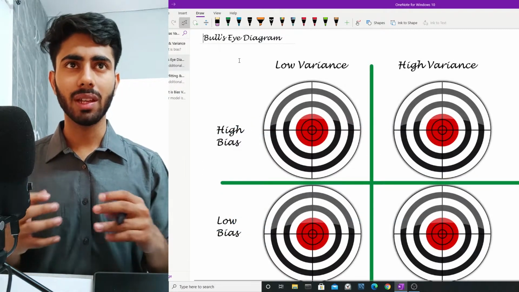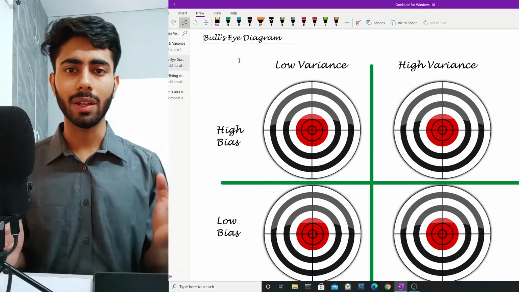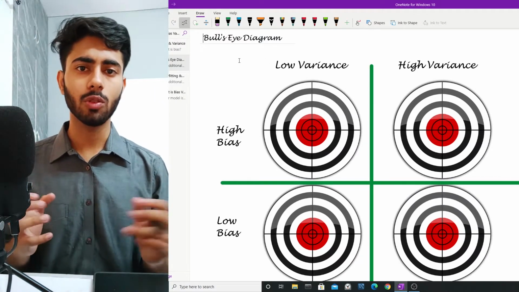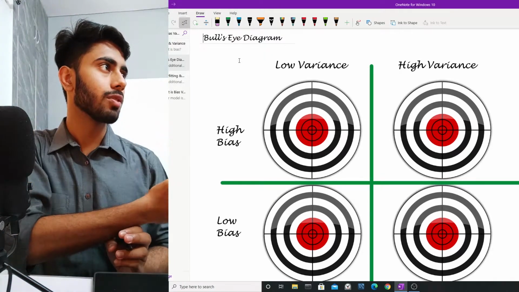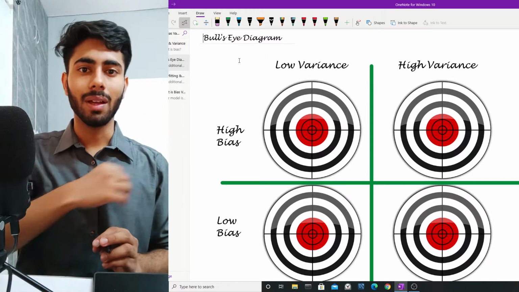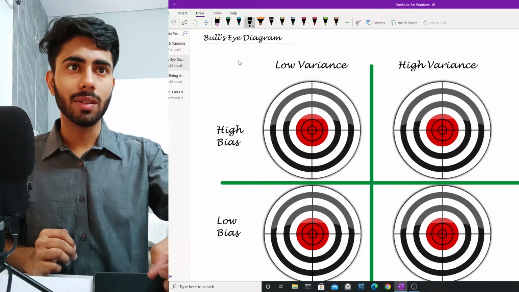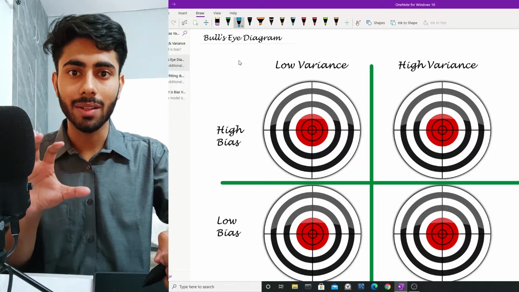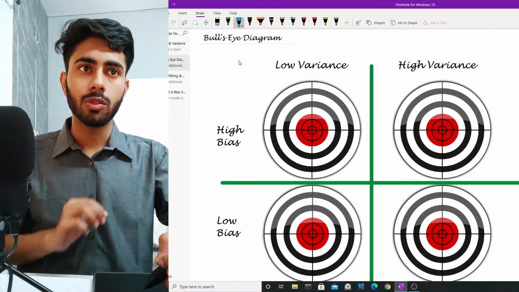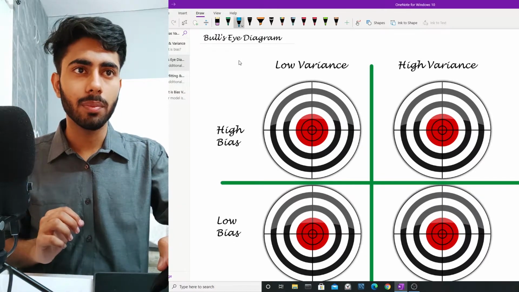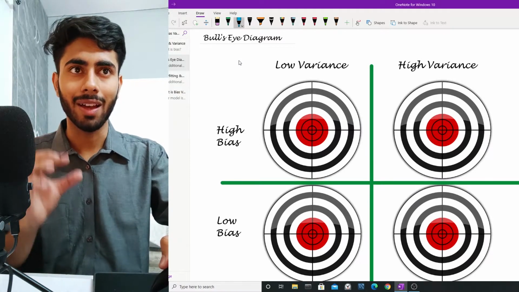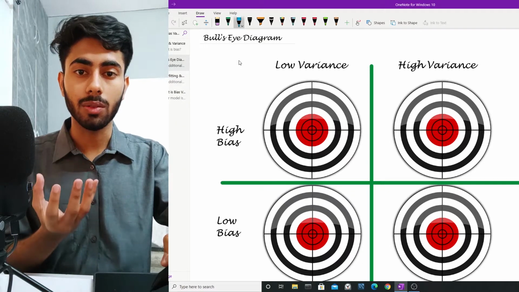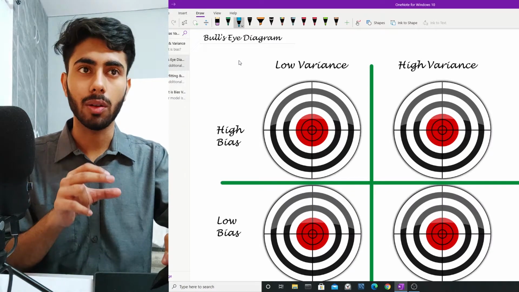Now, whenever you see any blog related to bias or variance, you might have seen this diagram. This diagram is known as the Bullseye Diagram. Here, the first column represents the condition of high bias and low variance. Let us suppose the center of this circle, the bullseye, represents the actual value, the correct value that the model should have generated.